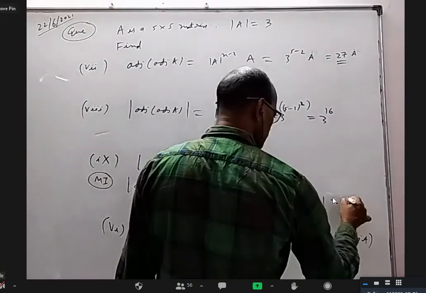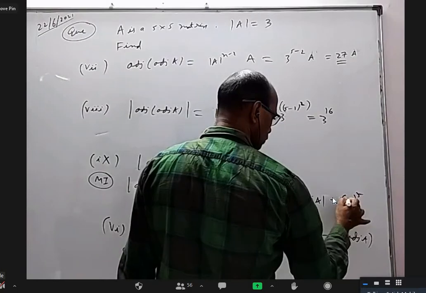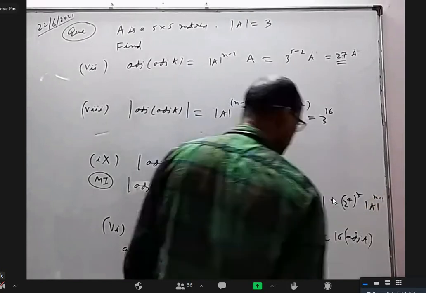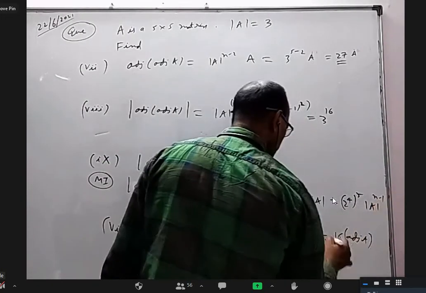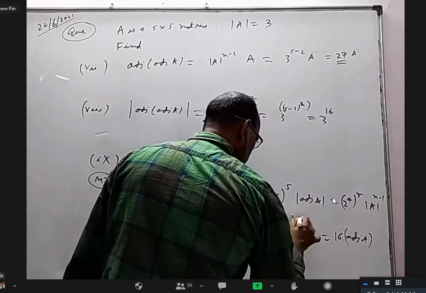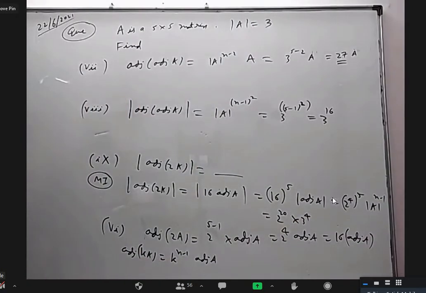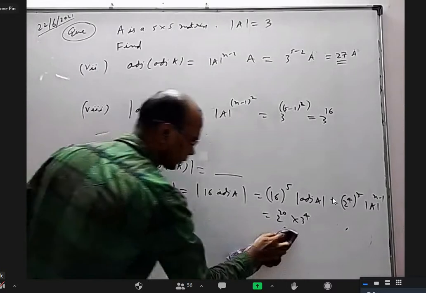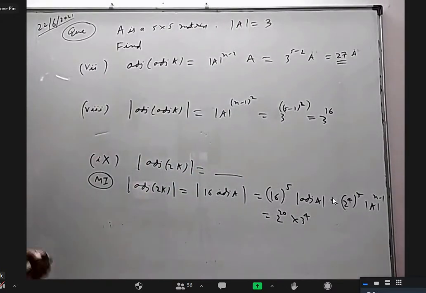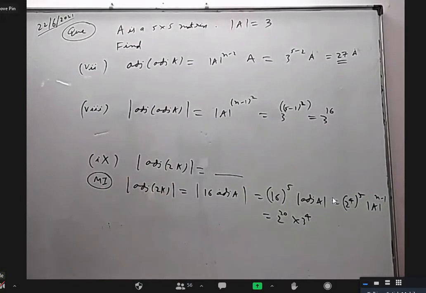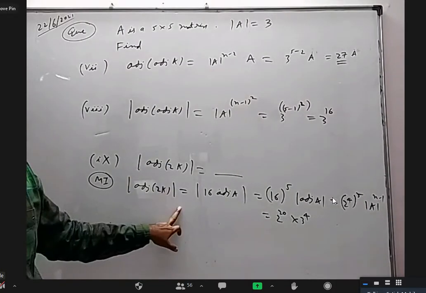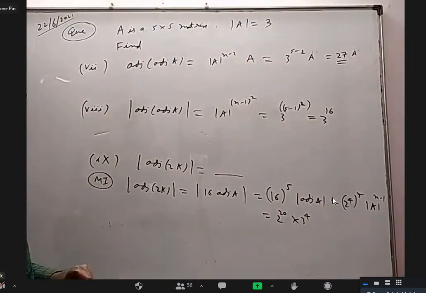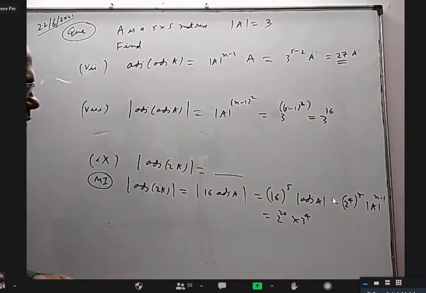And this 16 is 2 power 4, so 2 power 4 whole power 5, which is 2 power 20, into 3 power 4, since det of adjoint A we already did as det A power n minus 1. Here there is a small chance of making a mistake, somebody may just take 16 out. You cannot just take 16 out of a determinant, because when you multiply a matrix with 16, each and every element is multiplied with 16. When you take that out, it will come common n times.